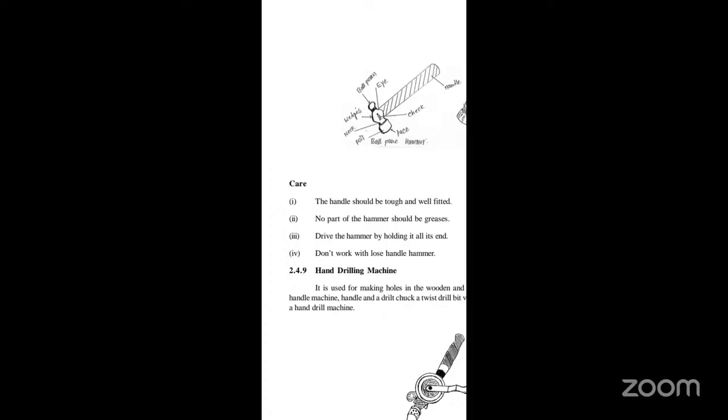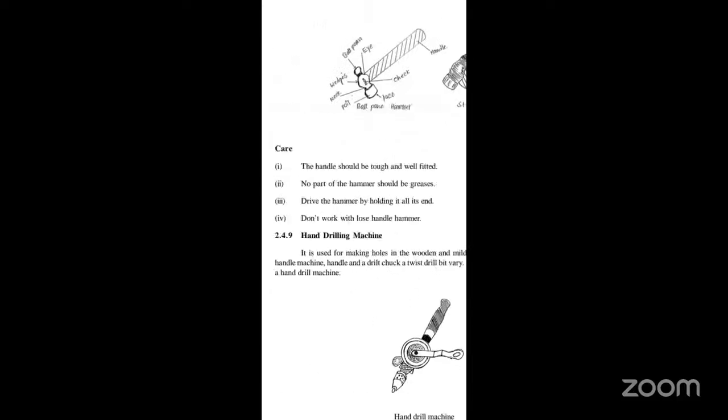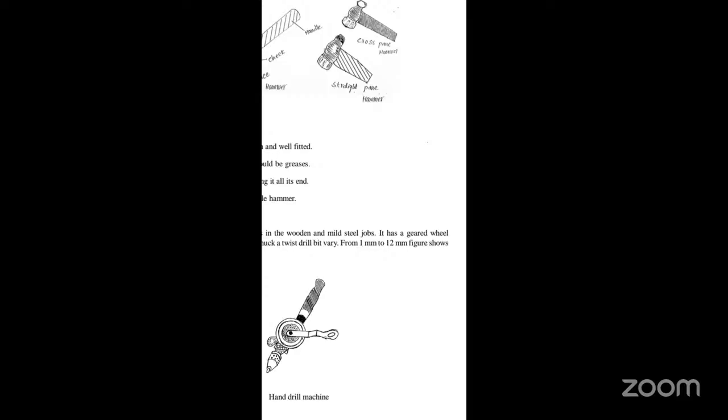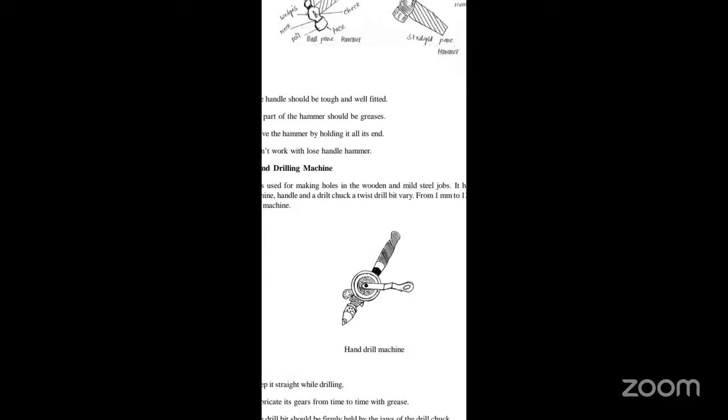It is used for making holes in wooden and mild steel jobs. It has a geared wheel, a handle, and a drill chuck. A twist drill bit varies from 1 millimeter to 12 millimeter. The figure shows a hand drill machine.